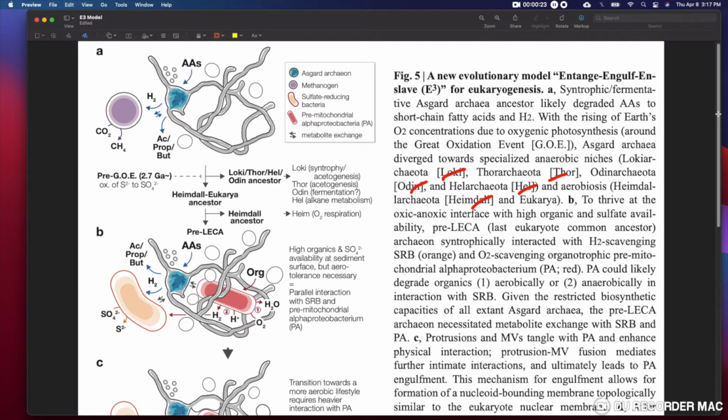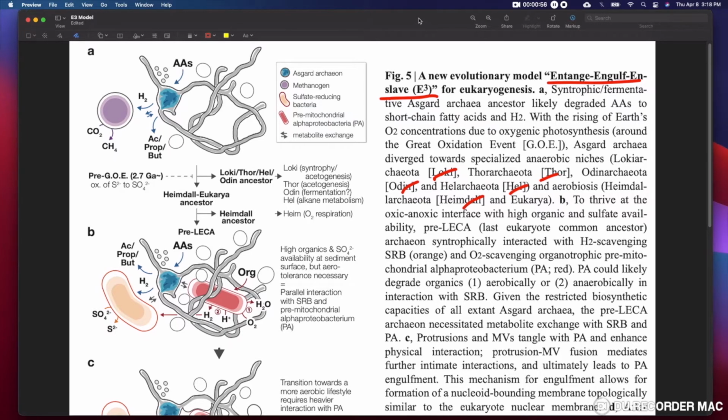And from here, they have proposed what we call the E3 model for eukaryogenesis, the entangle, engulf, and enslave model, that challenges the current hypothesis for eukaryogenesis, the endosymbiosis of Lynn Margulis, where our eukaryotic ancestor phagocytosed, has eaten this small cell, right? So they're challenging that notion of Lynn Margulis.